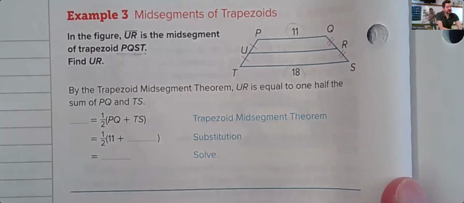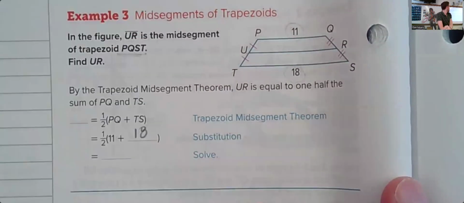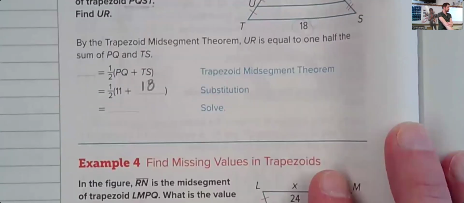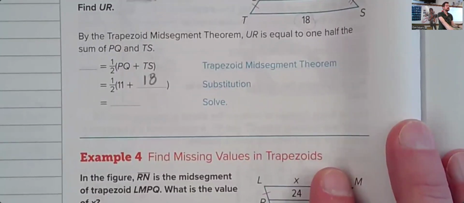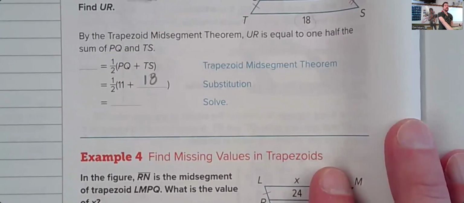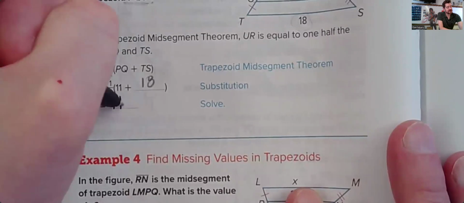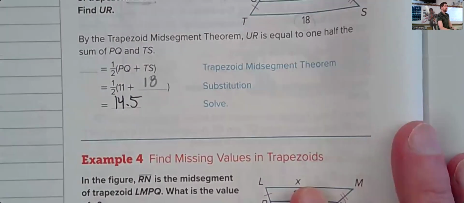So that would be 11 plus 18. What's 11 plus 18? 29. What's half of 29? 14 and a half. There you go. 14.5.